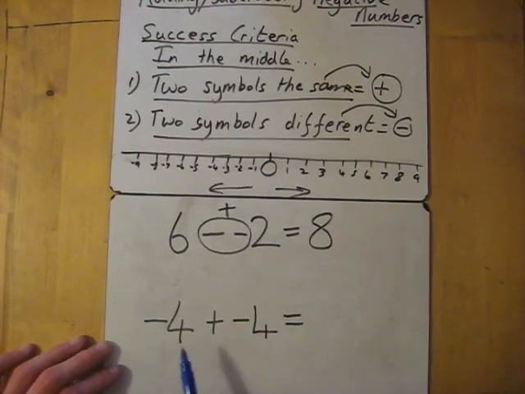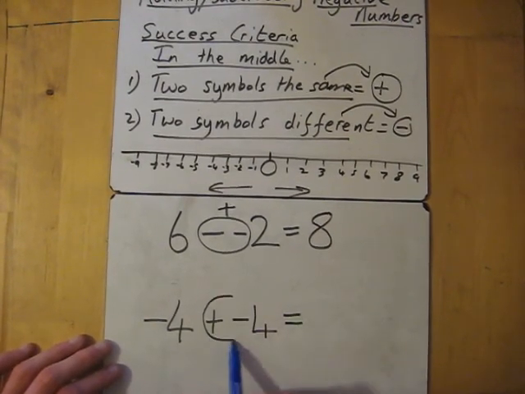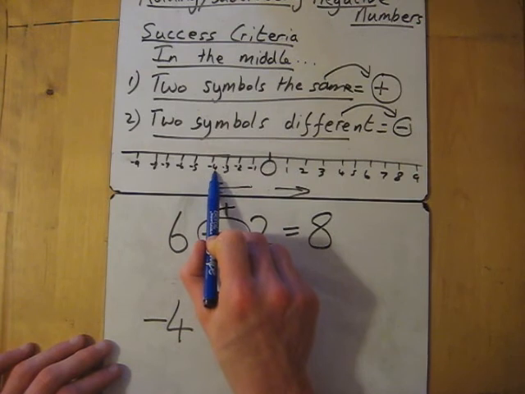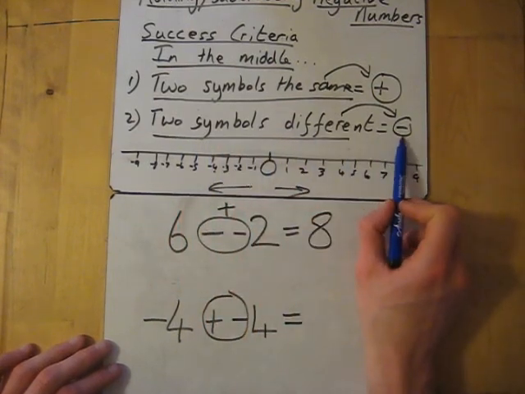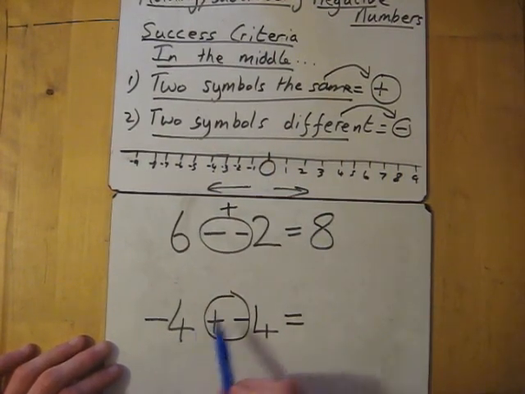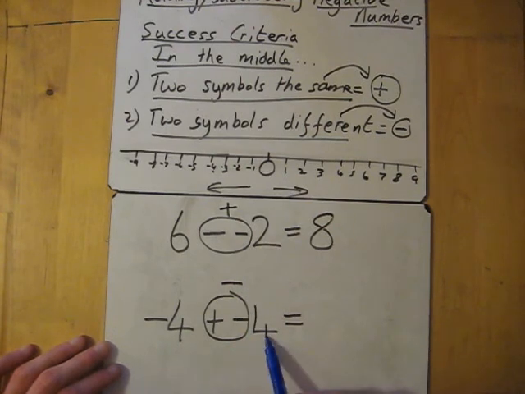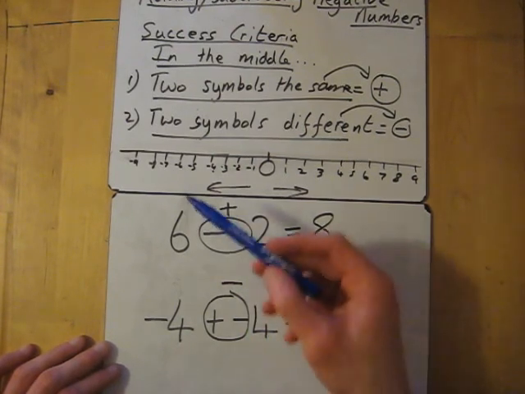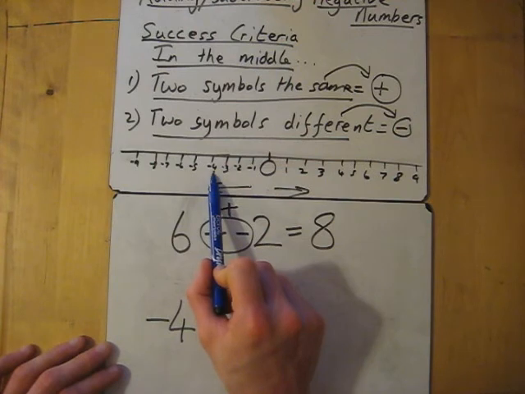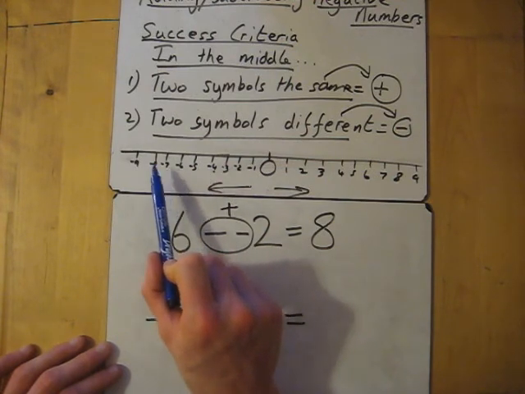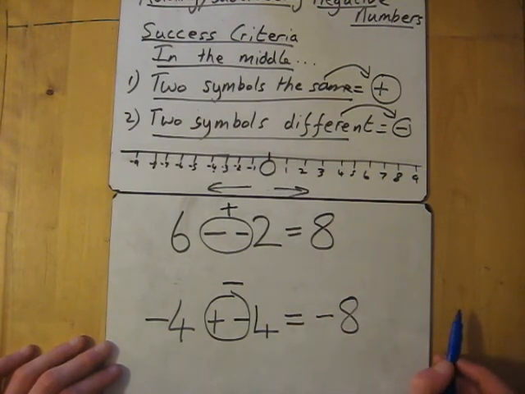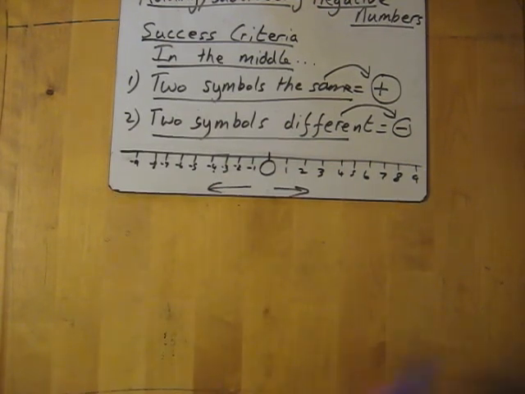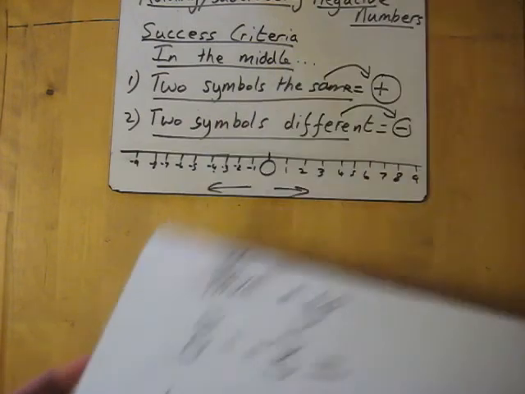This one here, now we look at the two symbols in the middle. We're at -4 and we look at the two symbols. Now the two symbols are different. So if the two symbols are different, that means we need to subtract. So this is actually -4 take away another 4. So I'm at -4, take away another 4: 1, 2, 3, 4, which takes me to -8.